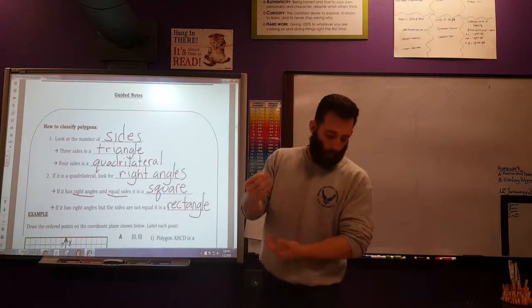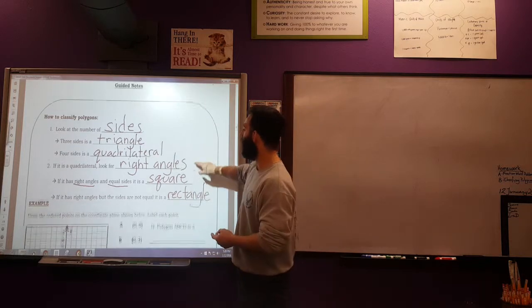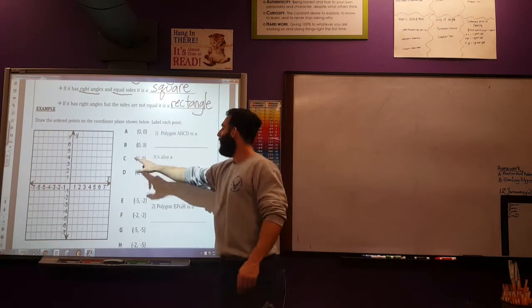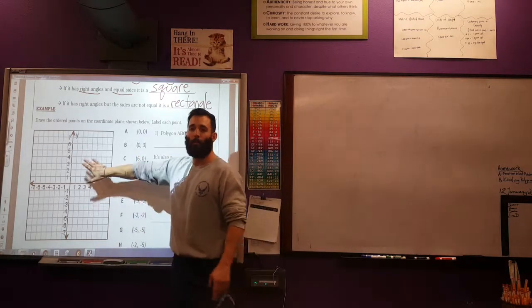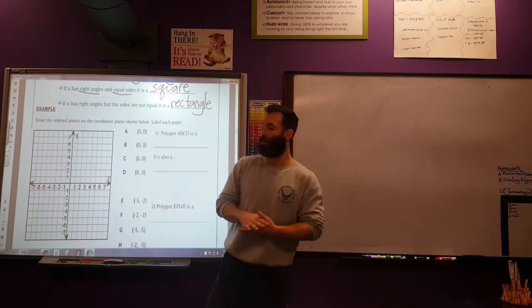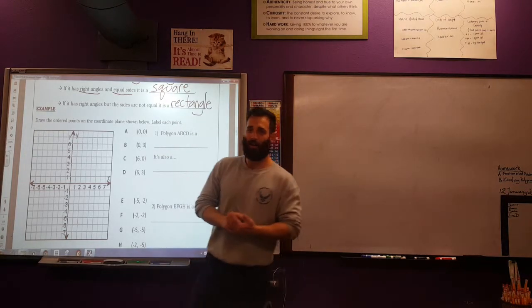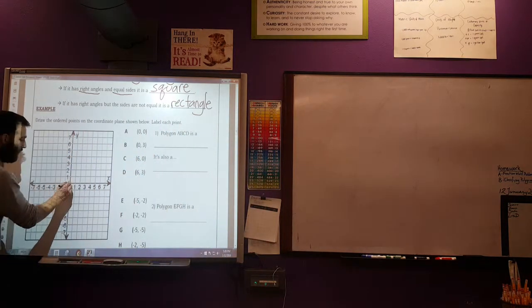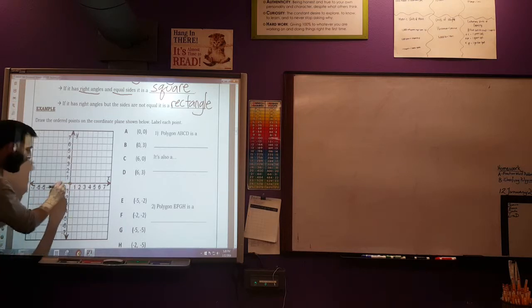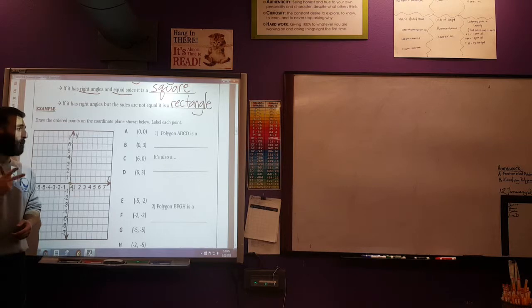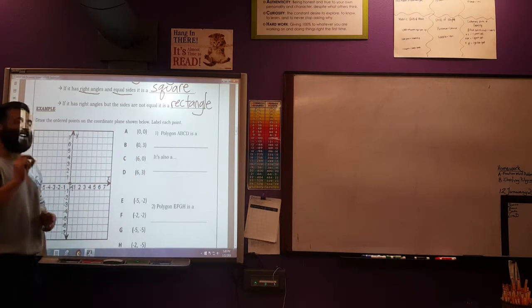Today we're going to be plotting some of these polygons. So, on the next portion here, we're going to be drawing the ordered pairs on the coordinate plane here. And we're going to make sure to label each of those points. So the first point I have is point A. And that is located at 0, 0, where I'm going to label point A. My second point is point B, and that's going to be at 0, 3.